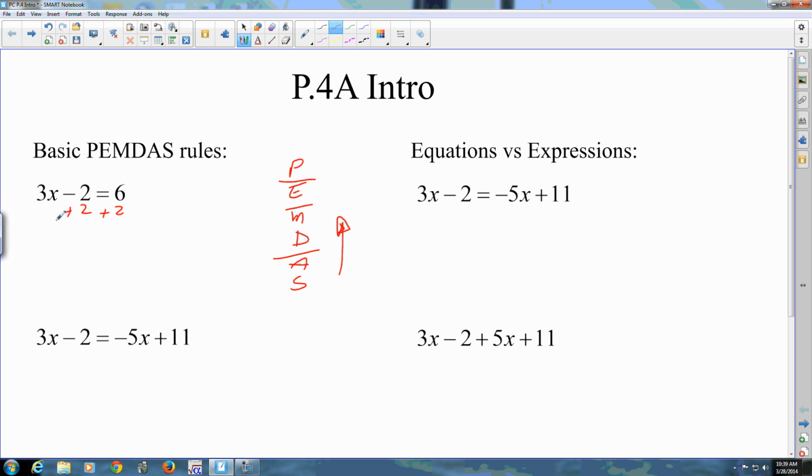So I'm going to add 2. So 3x is equal to 8. There's no more adding, subtracting, so I go after any multiplying or dividing. Divide by 3. X is equal to 8/3.